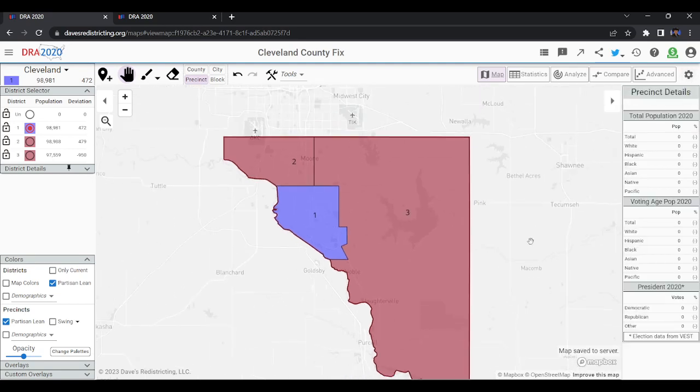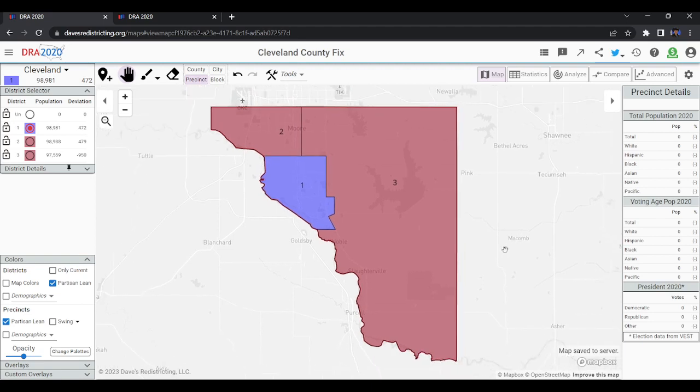Certainly, comment your own and give your own opinion on what Cleveland County should look like. But I really want to address these concerns because a lot of our county commissioner lines look kind of strange. And frankly, I'd like to redraw a lot of them to help Oklahomans across the state. Again, not to impugn anybody's character.